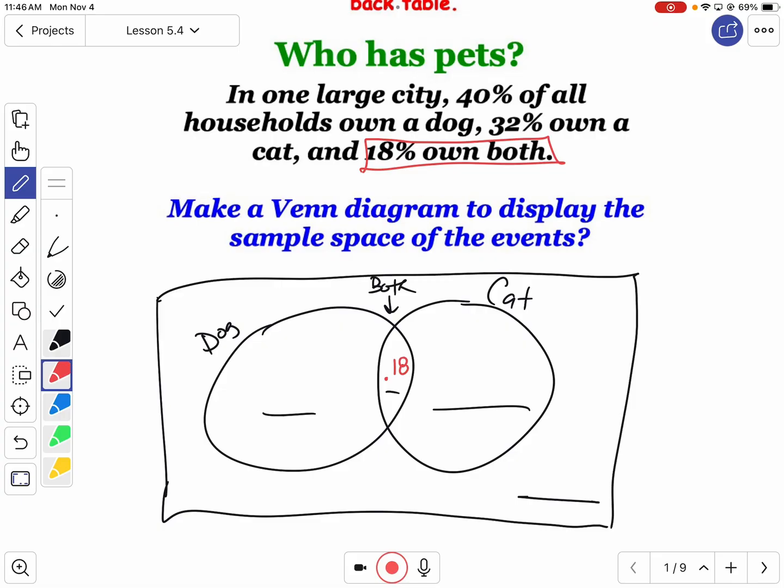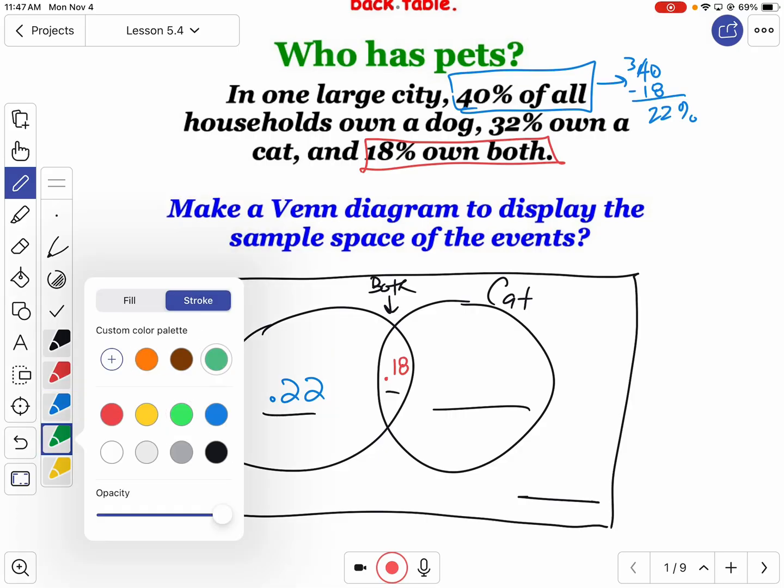And the reason we do that is because 40% is my total for dogs, but 18% of that also have a cat. So how are we going to get the number for dogs? 40 minus 18. It's going to give me 22%. So what decimal would that be? 0.22. Good. And then we're going to repeat that for our cat people.